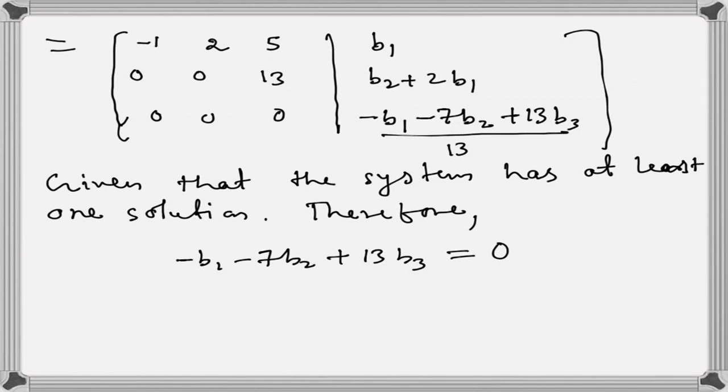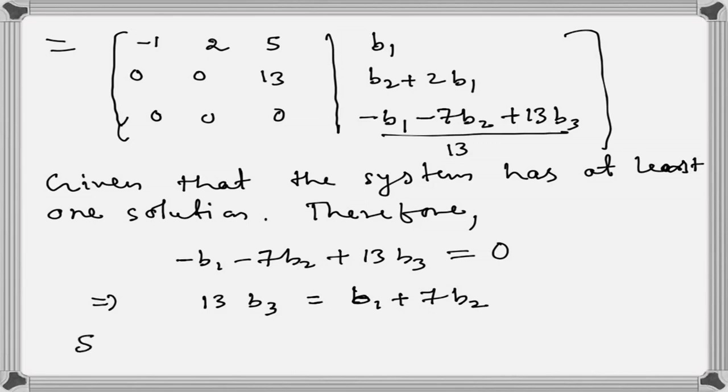All right, then only the rank of the augmented matrix will be the same as the rank of A, because here the rank of A is 2, but we cannot say anything about the rank of A augmented B. So if this minus b1 minus 7 b2 plus 13 b3 is 0, then the rank of the augmented matrix will also be 2. Okay, so this implies that 13 b3 is equal to b1 plus 7 b2. So this is the condition.